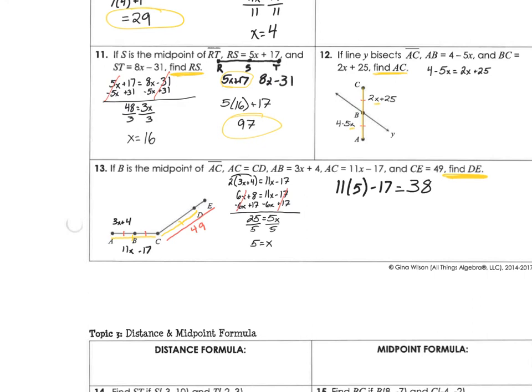Okay. So now we know that this right here equals 38, and we know the whole thing equals 49. How would I find out what DE equals? So I know that this whole thing right here is 38. I know that the whole thing is 49. We need to find this. Good. So we would have to do 49 minus 38 would give us 11. So DE equals 11. Okay?